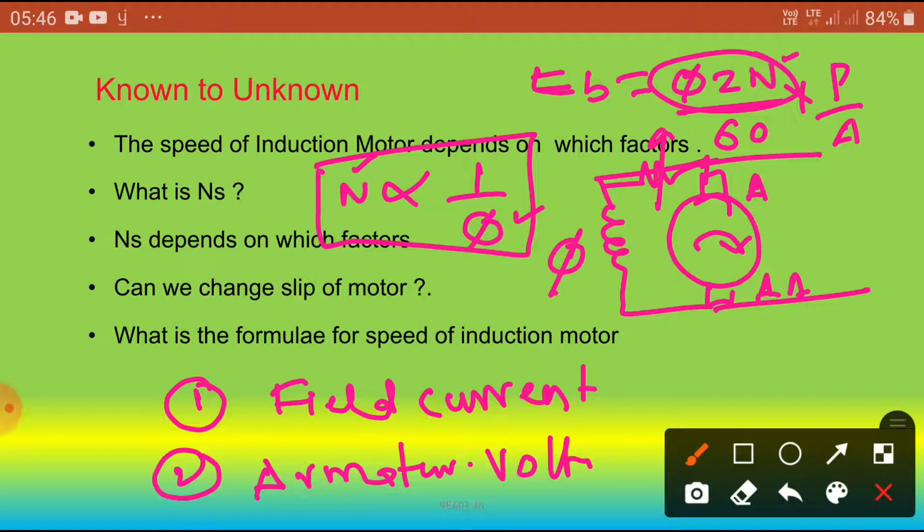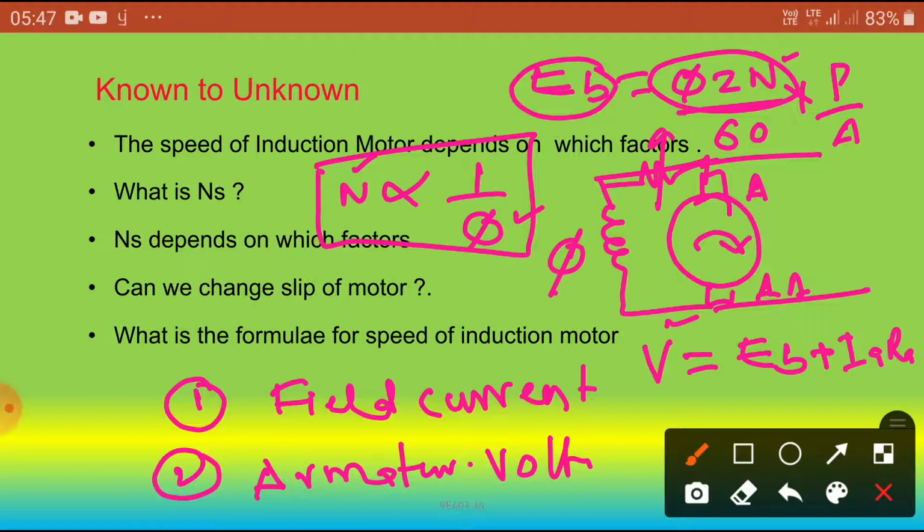At the same time, the EB also plays a vital role. How are we going to change that? Here the speed depends on the EB, that is the back EMF. In the armature control method, we know that the applied voltage is equal to the induced EMF plus IA RA, the drop in the armature. So the difference V minus EB means the back EMF changes, so the speed also changes.